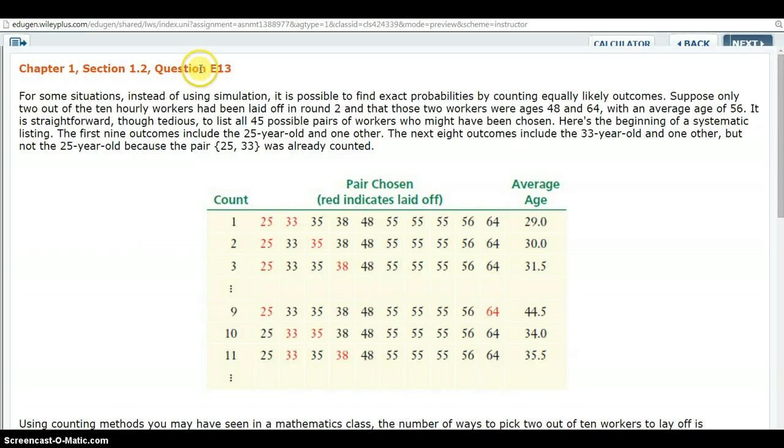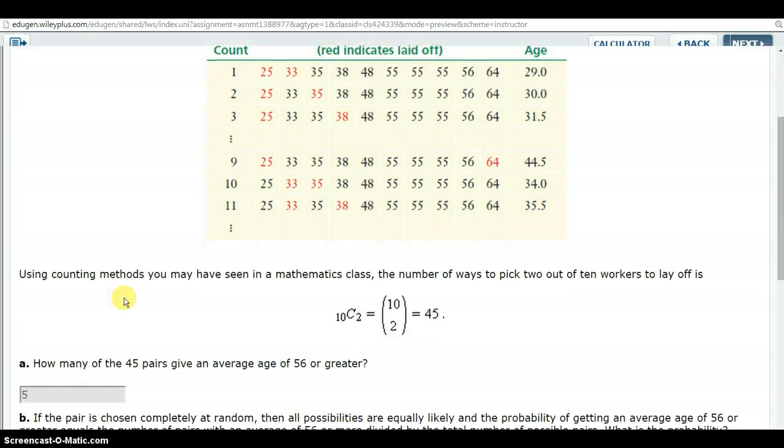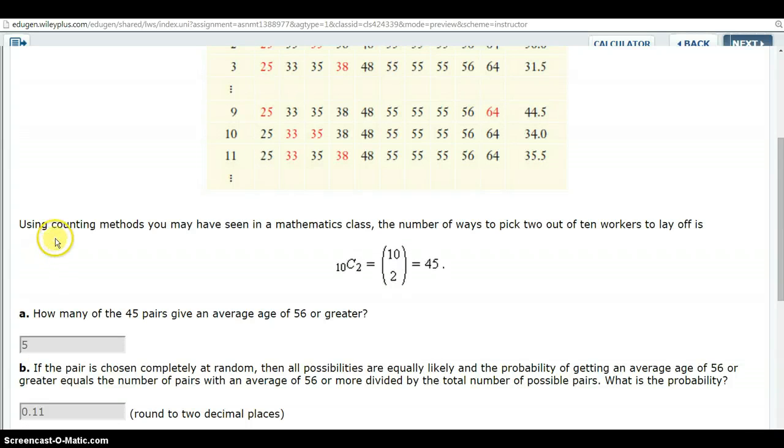Okay, this is for question E13 in section 1.2. And here we're getting at an interesting question of age discrimination. So I will save you the time of reading all that. When you get to this, first of all, you read this.